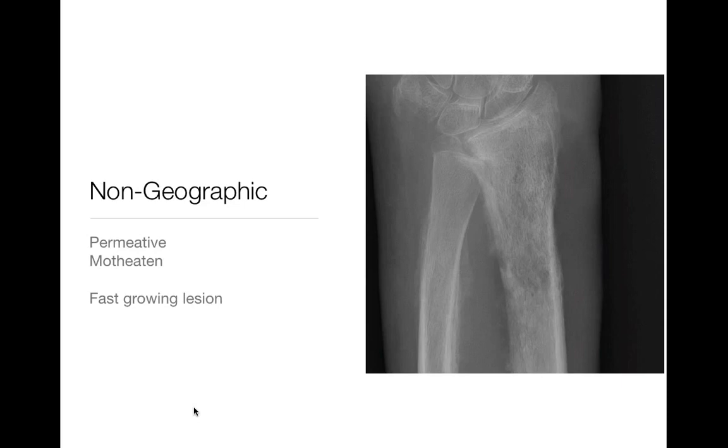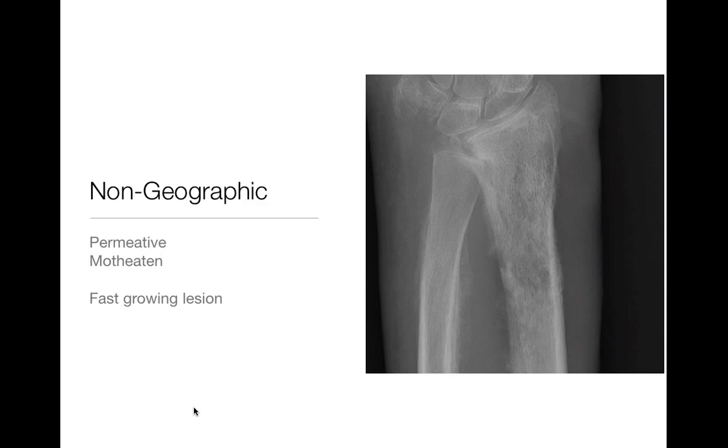All right, non-geographic lesions. So when we say non-geographic lesions, we're really thinking of lesions that are diffusely infiltrating throughout the bone, and we don't get a good sense of where that lesion is. Now, at some point, I think there's going to be some overlap, whether this is a geographic lesion with a wide zone of transition, or is this a non-geographic lesion which is very permeative and infiltrating through the bone.